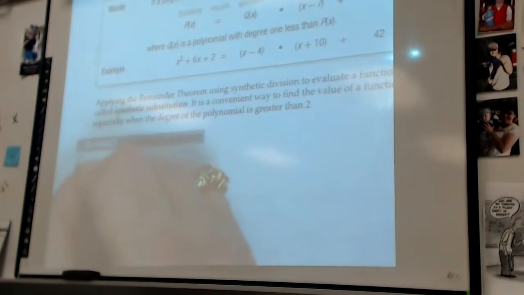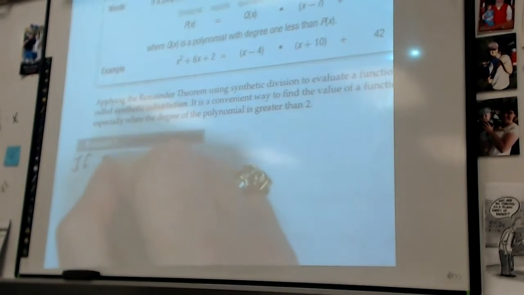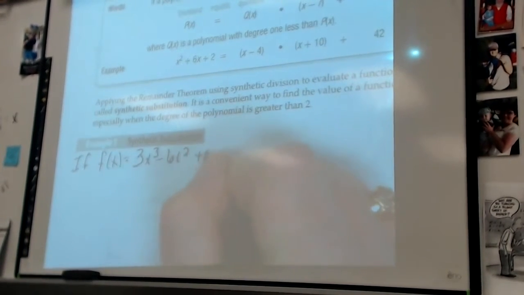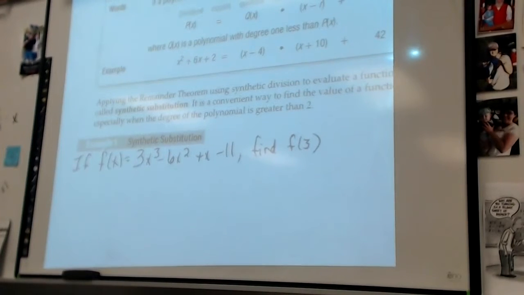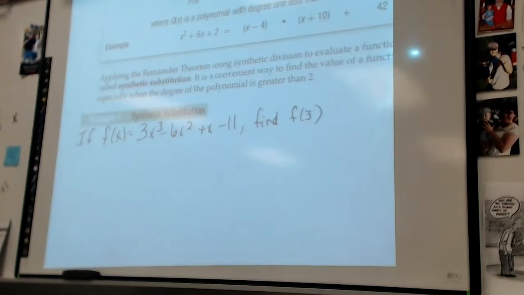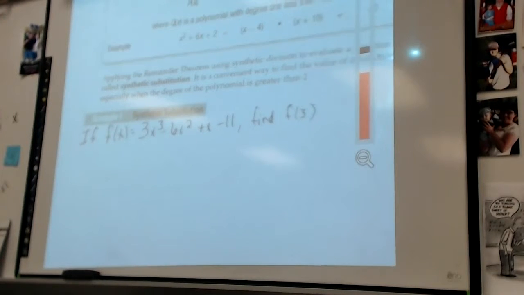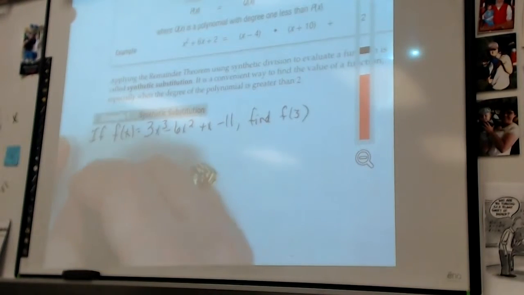So, if f of x equals 3x cubed minus 6x squared plus x minus 11, find f of 3. So do y'all want to do synthetic first or direct? Doesn't matter. Synthetic. Okay. So method 1.